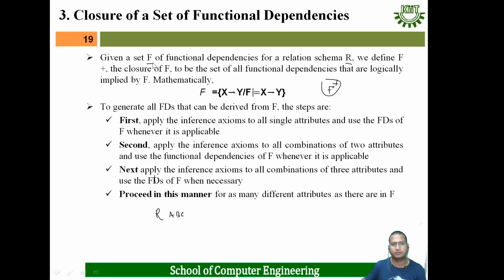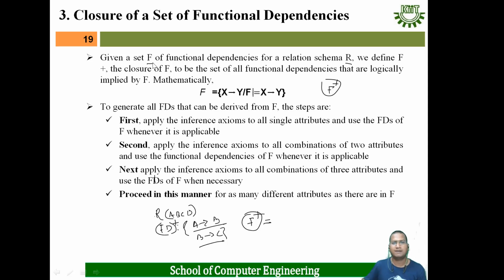Then suppose one relation R is given with some attributes, suppose A, B, C, D, and some functional dependency set is there, suppose A determining B and B determining C. Then how to find out the F closure? That means all the functional dependencies of this functional dependency set. How to find out that? These are the procedures to generate all FDs that can be derived from F.